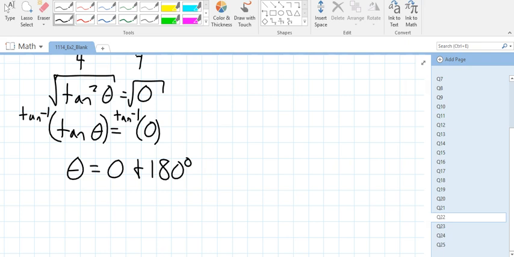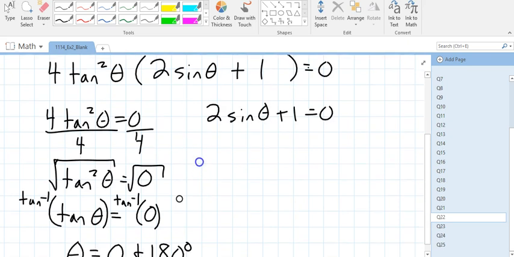Make sense so far? What's going on, Anthony? Isn't 180... No. 180 is pi. Remember, we're from 0 to 360. Isn't 180 in 0 to 360? Okay, maybe. Yeah, no, I'm reading paragraphs wrong. Okay.